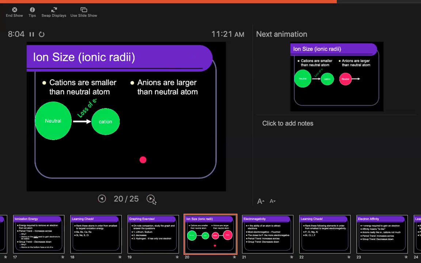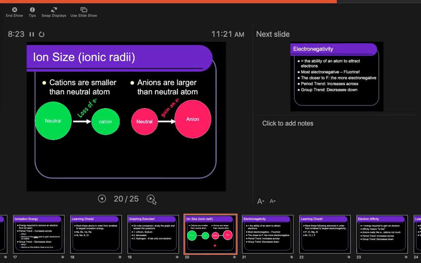Anions, on the other hand, are formed when you gain electrons. So if you gain, you're going to be larger. So we have our neutral. It takes in or adds electrons to it. And boom, it becomes larger. So what you need to be able to do is determine if it's going to be a cation or an anion, and if it would be smaller or larger than its neutral atom.